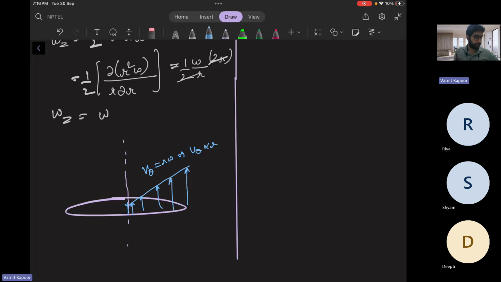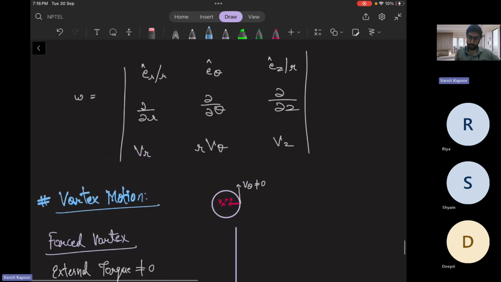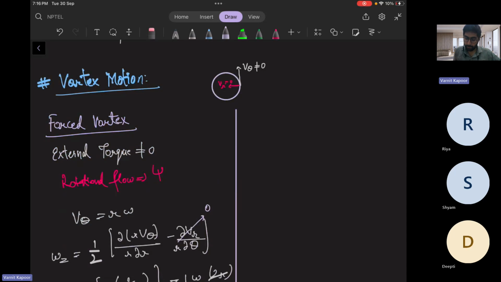Coming to the free vortex scenario. In a free vortex, my external torque is 0. There is no VR, I am taking. V theta will be there, and we need to find out what the expression of V theta will be, since we are not giving it externally. So first of all, it is an irrotational flow.